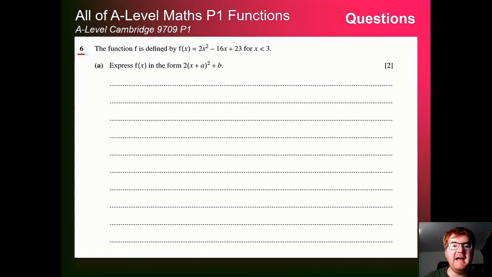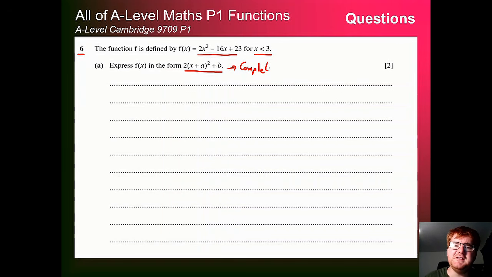So the function here f is defined by this quadratic, so f(x) is equal to 2x squared minus 16x plus 23. And very important for later in the question is our domain here is x is less than 3. And we'll see that in part B exactly why that's important. The first thing we need to do, however, is express it in this particular form: 2 brackets x plus a all squared plus b. This is known as completing the square.